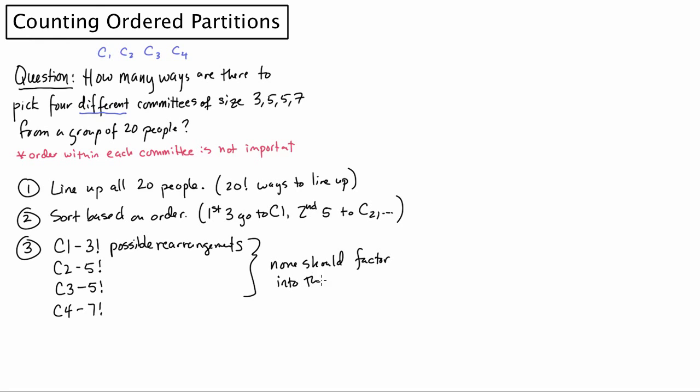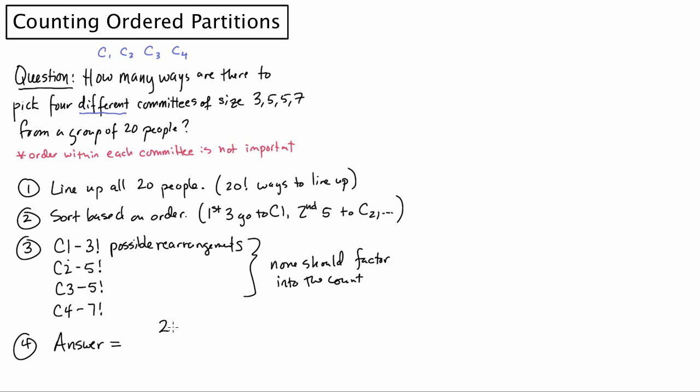Right? So I count 20 factorial ways to line people up, but a great number of those 20 factorial rearrangements include rearrangements of just the 3 people in C1, just the 5 people in C2, and so on. And there are 3 factorial, 5 factorial, 5 factorial, and 7 factorial possible rearrangements. This leads to an answer of the following.